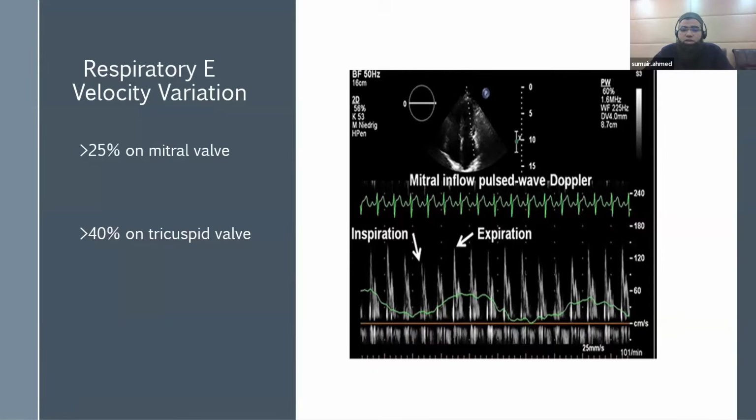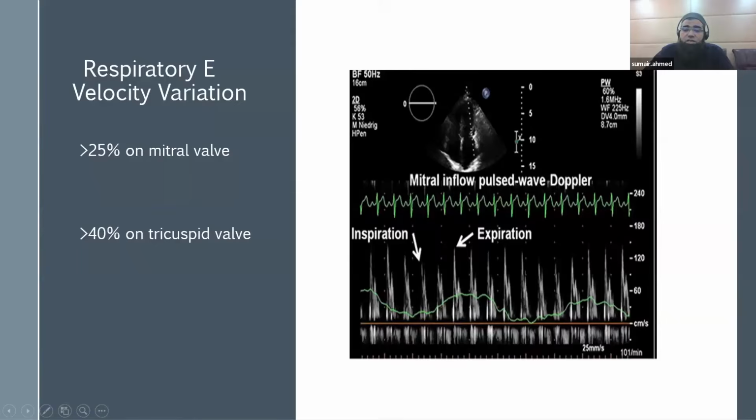So, how do we calculate this? We subtract the lowest value from the greatest value, and then divide by the greatest value. We get a percentage for the mitral valve. So if there is an E velocity decrease by 25% during inspiration, this is one of the criteria for the diagnosis of constrictive pericarditis.